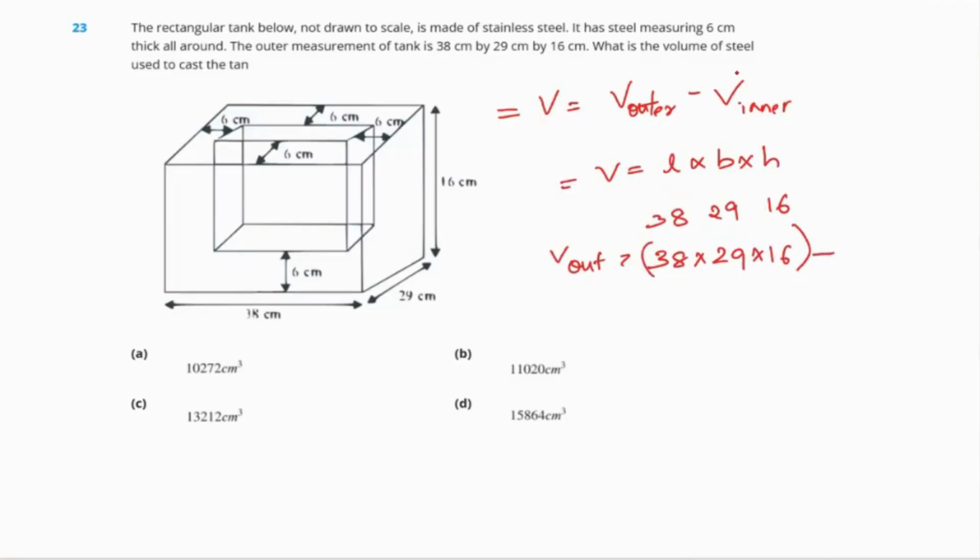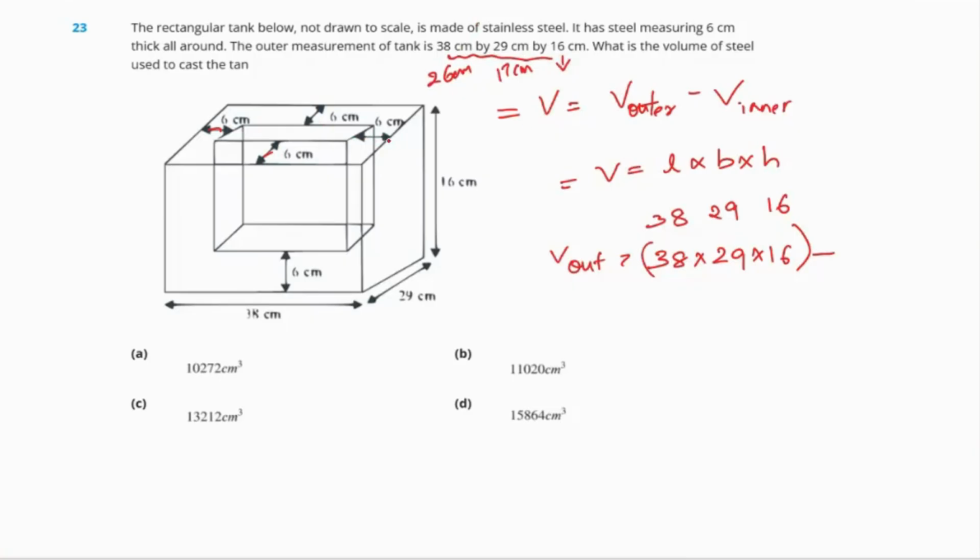Minus the inner volume. What do we have to do here? For length and breadth, there is 6 centimeter thickness on all sides. So to get the inner volume, we have to subtract 12 from the length and breadth, because 6 and 6 is 12 for length, and 6 and 6 is 12 for breadth. So 38 minus 12 is 26 centimeter, and 29 minus 12 is 17 centimeter. And for 16, we don't want to subtract 12.